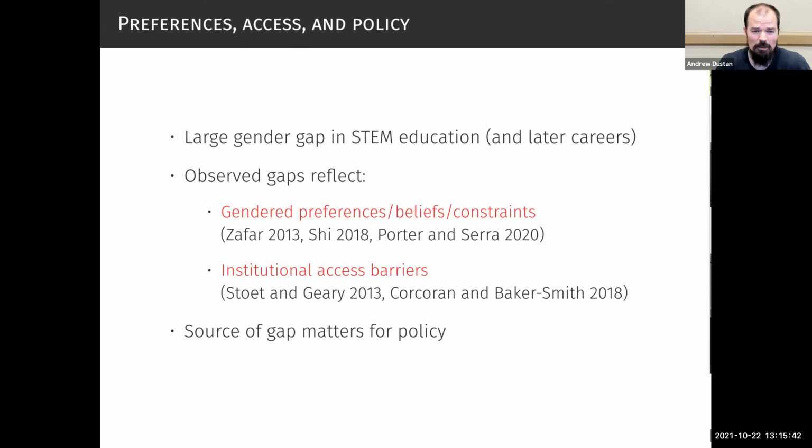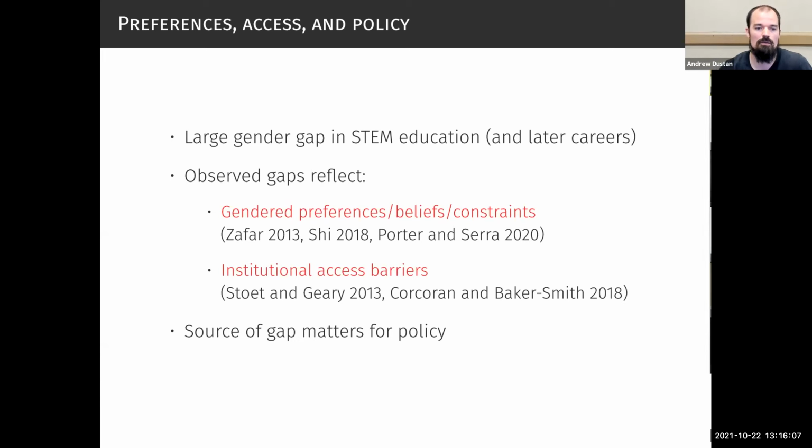So probably don't need to state this. I think this is known in this audience, but there's a large gender gap in STEM education, not only in Latin America, but throughout the world. More men study STEM than women as proportion, and we see the reverberations of this in the labor market, where men are disproportionately likely to work in STEM compared to women.